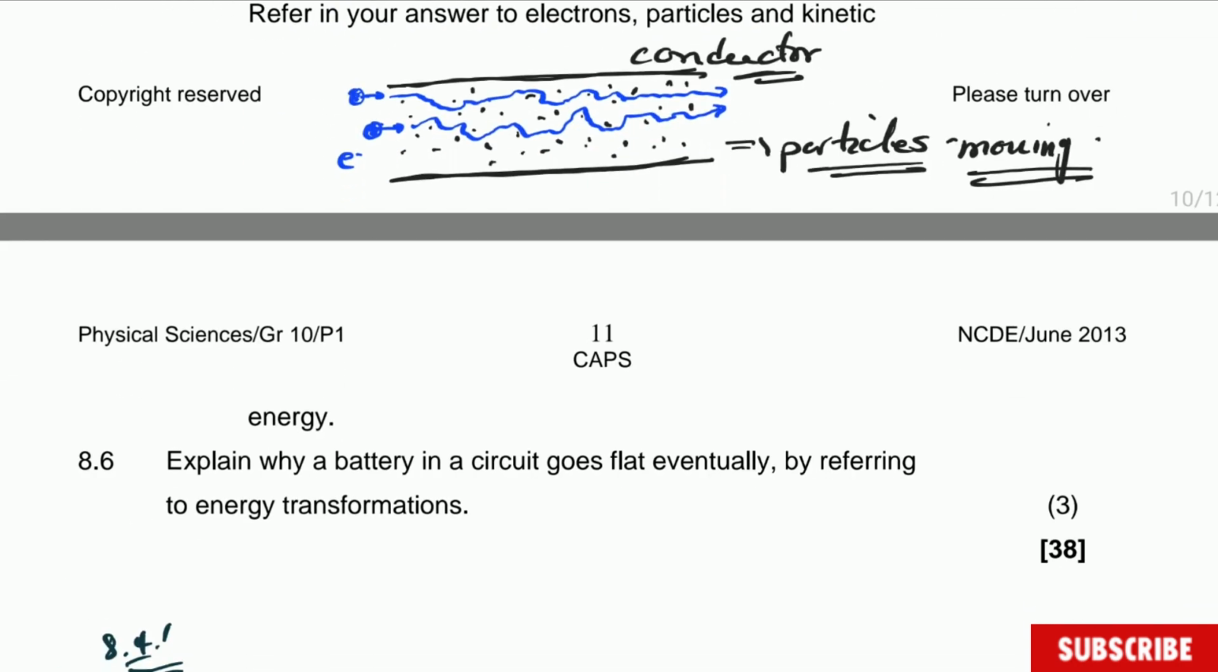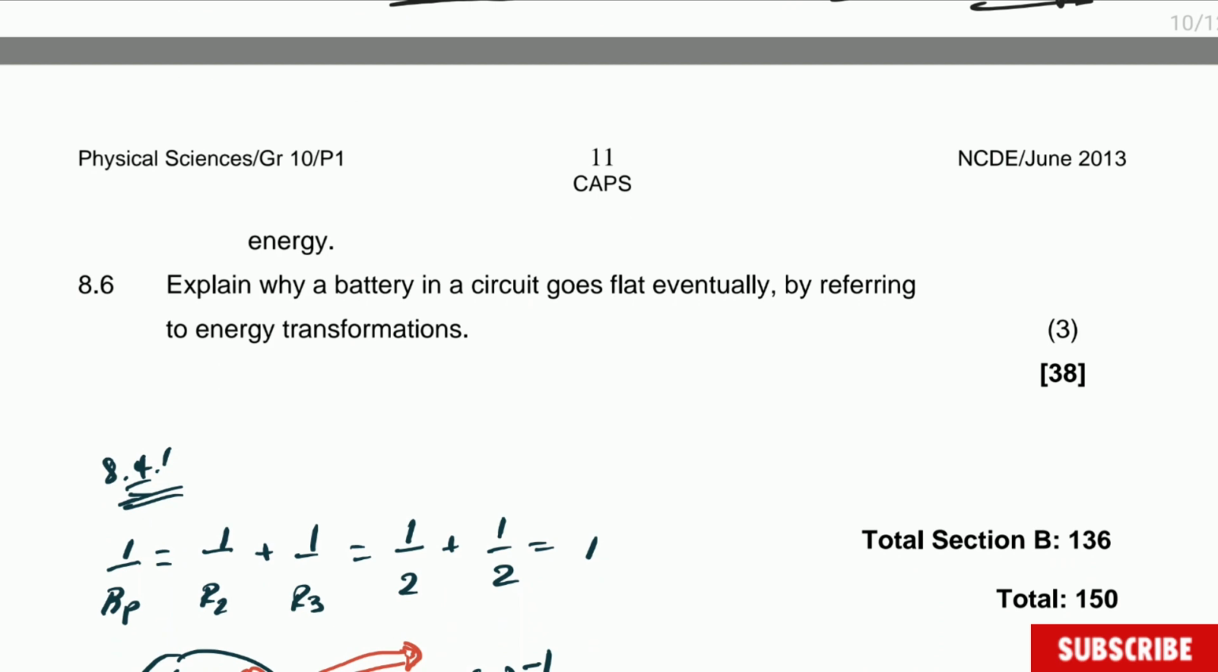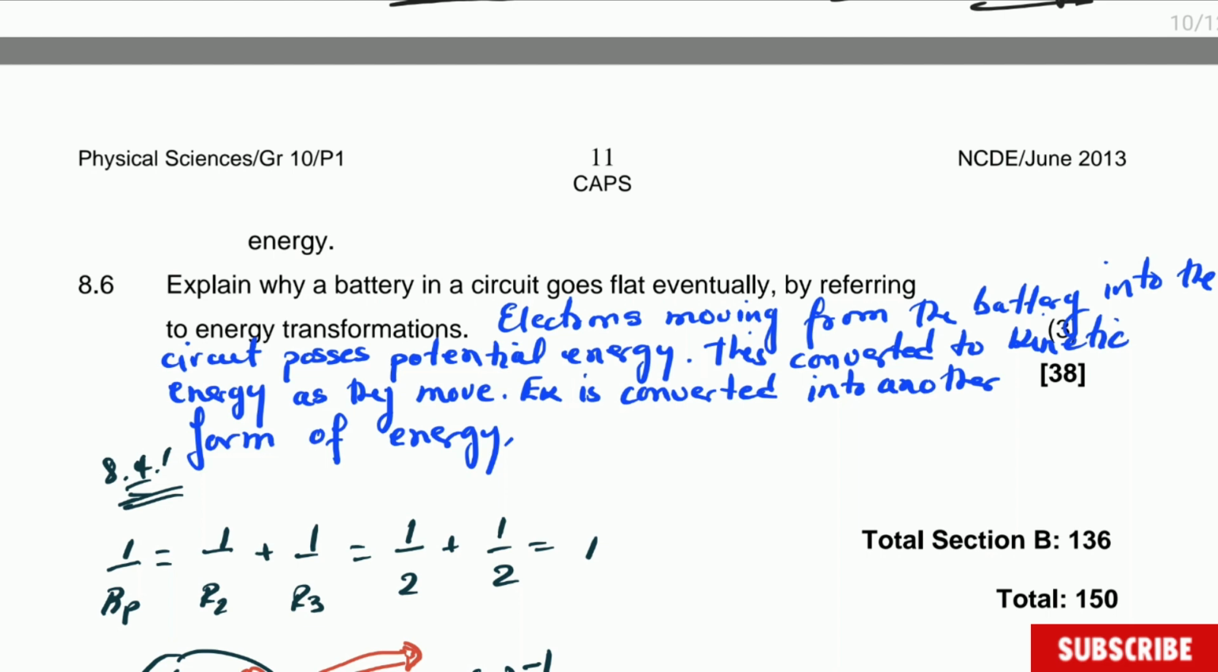And the final part of this question: explain why a battery in a circuit goes flat eventually by referring to energy transformation. It is very, very simple, and then this is going to be the end of this video. So what do we have to say here? That electrons moving from the battery into the circuit possess potential energy. This is converted to kinetic energy as they move, and this kinetic energy is further converted into another type of energy, like for instance heat or light. Eventually the battery will get flat because all the potential energy was converted.